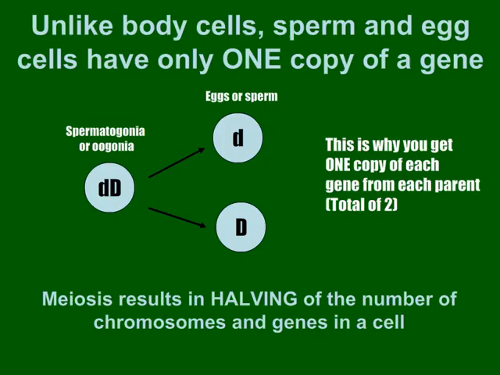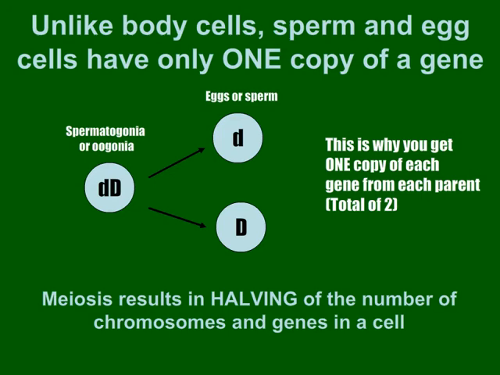Now, from the last slide, let's say that you have dimples, but that you somehow know that you're heterozygous. That means you have one dominant copy of the gene and one recessive copy of the gene, and that in your body, the dominant form is expressed. But let's think about what would happen if you were to have kids.